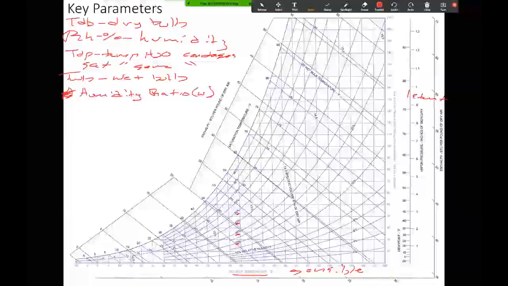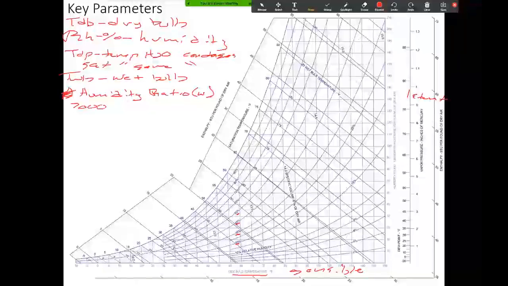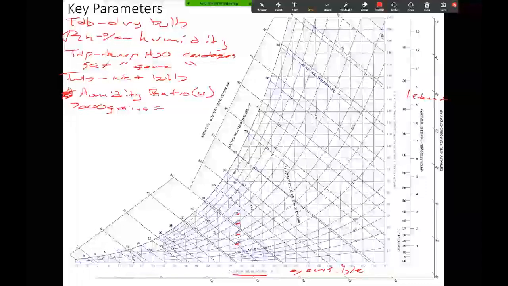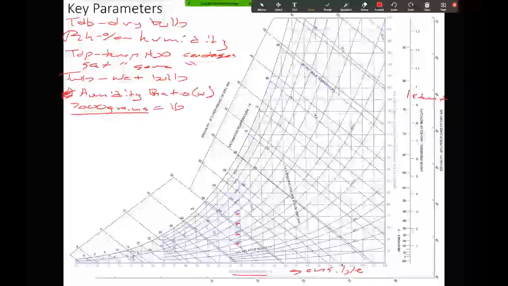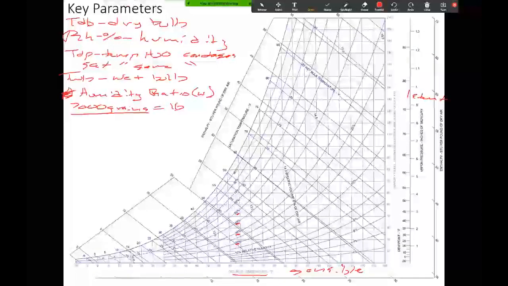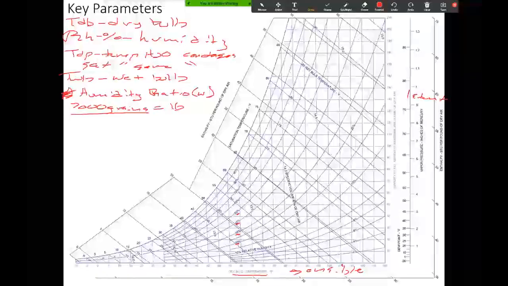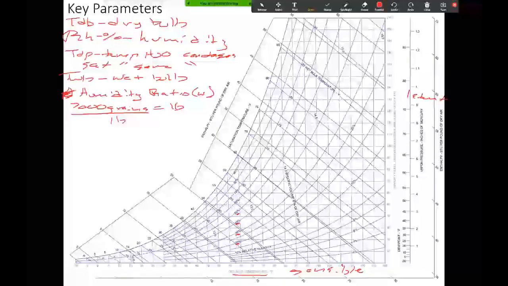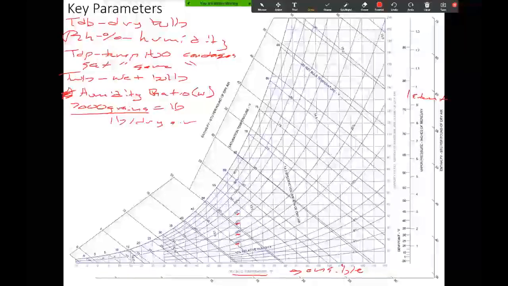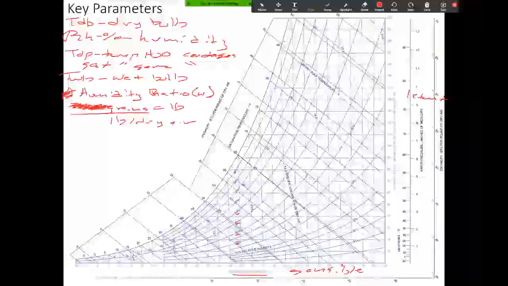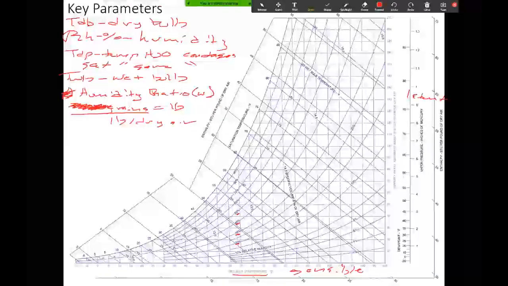Lowercase w, and that's going to be over here, grains of moisture per pound of dry air. So remember, 7,000 grains equals a pound. It's a way that we can quantify the amount of moisture in the air without getting some really, really tiny number. It's easier to keep track of our numbers that way. So it's grains per pound of dry air, and those are the units. There's 7,000 grains in a pound. And remember, a grain is just a drop of water. So it takes 7,000 drops of water to get a pound of water.